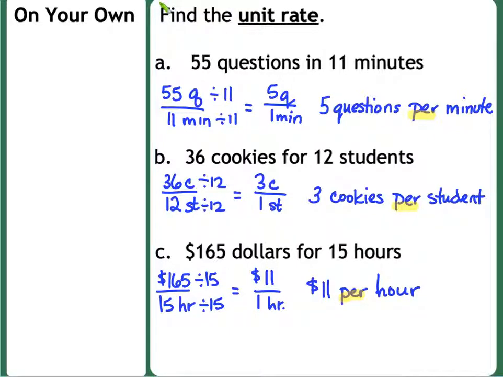Alright, so the first one, A, is 5 questions per minute, B, 3 cookies per student, and C, $11 per hour. Alright, that'll do it for our introduction to rates.